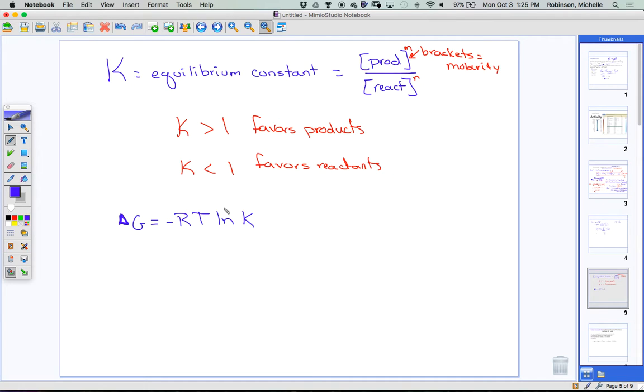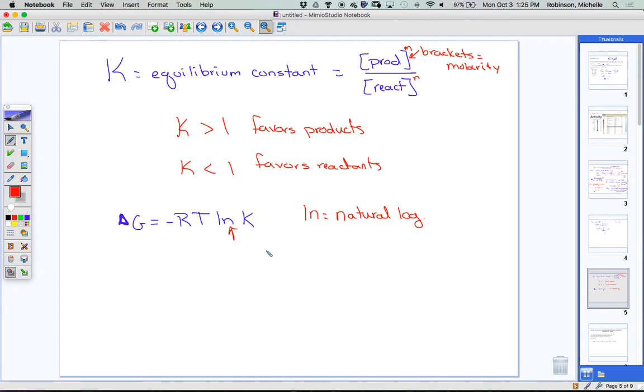What is that? It is the natural log. All right, so we do have to use logarithms in here. RT ln K. All right, ln equals natural log.